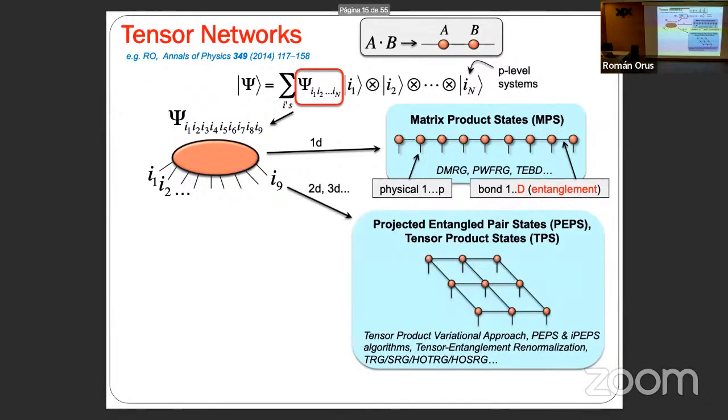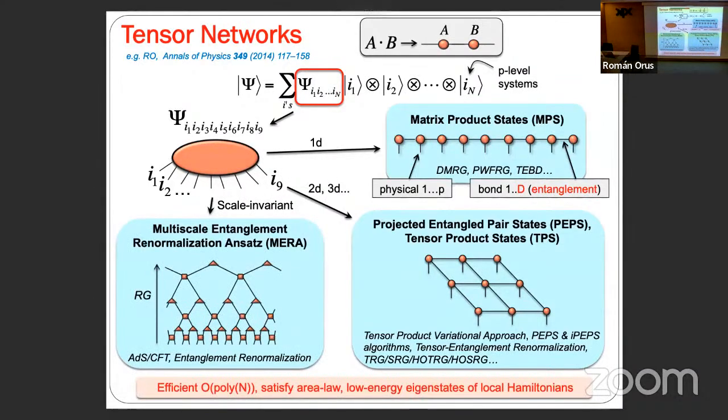Now, this is not the only option, of course. There are other possibilities for tensor networks. There are the two-dimensional generalizations of matrix product states, and these are called PEPS, or projected entangled pair states. In some old references, they also call it tensor product states. You can see here PEPS for a 3×3 square lattice. And there are lots of numerical methods also based on this family of states, PEPS and iPEPS algorithms, TRG, SRG, and so on.